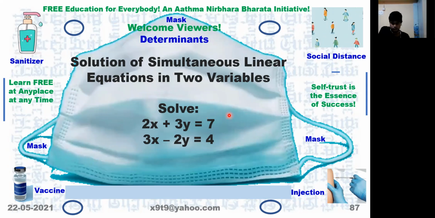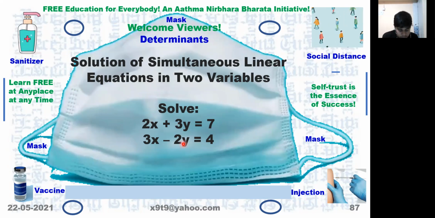So here there are two equations which are called simultaneous linear equations. They contain only two variables, x and y. Solution of simultaneous linear equations in two variables means, given this, we have to find the values of x and y which, when substituted here, will give the right hand side answer. The same values of x and y we have to substitute here and here. That should give the right hand side.